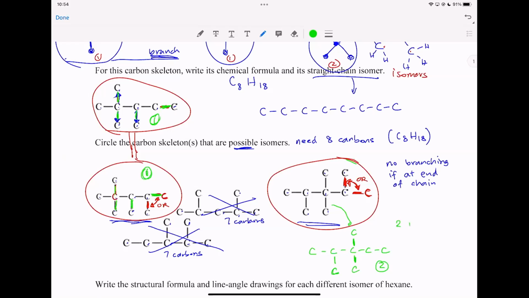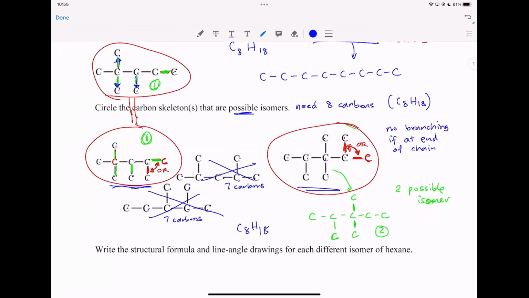So this is showing two possible isomers. Isomers are different structures, but the same exact chemical formula, and the same chemical formula is C8H18. Because if you add hydrogens to all those carbons, you'll find that they're exactly the same. Okay.